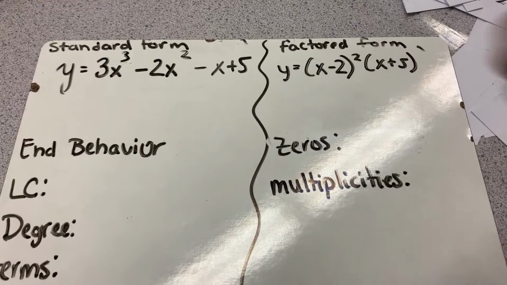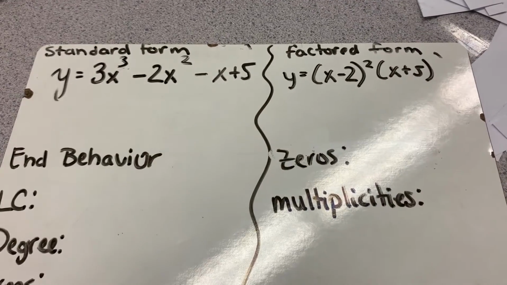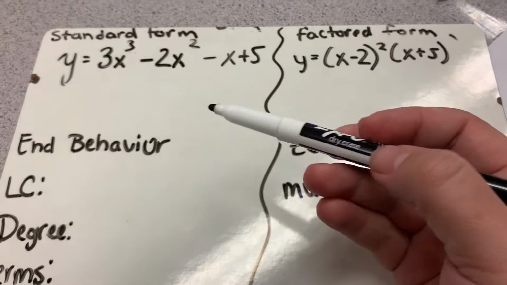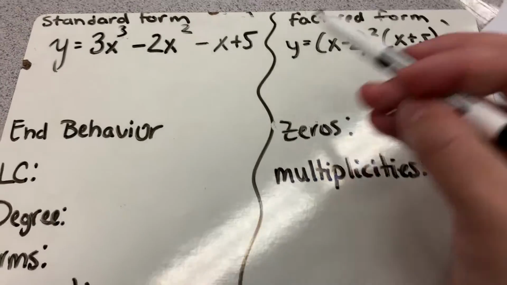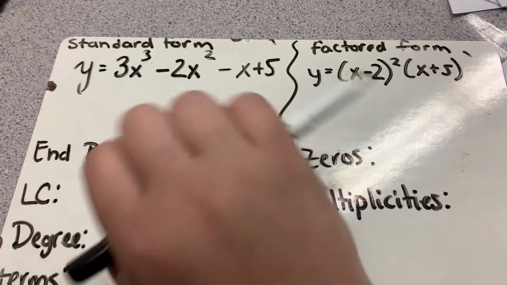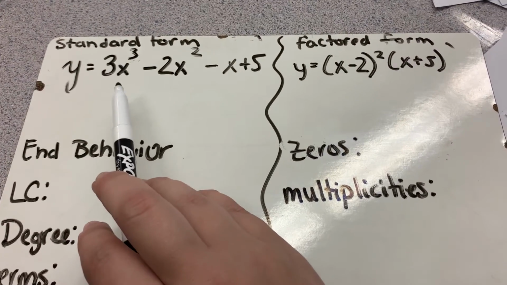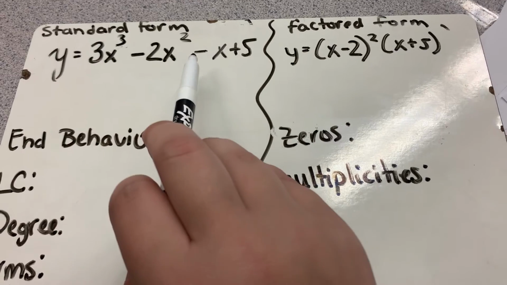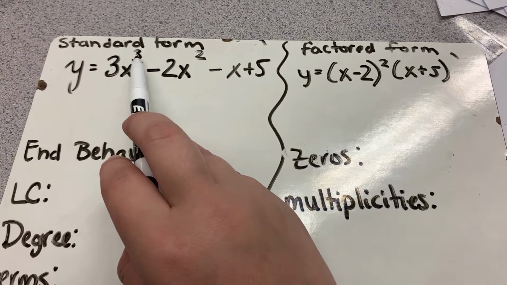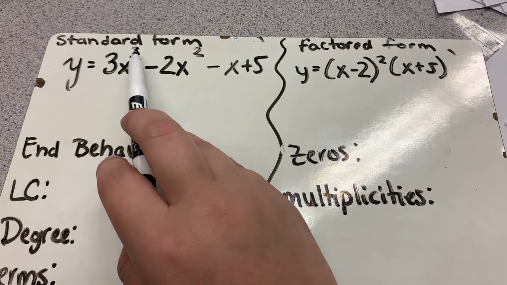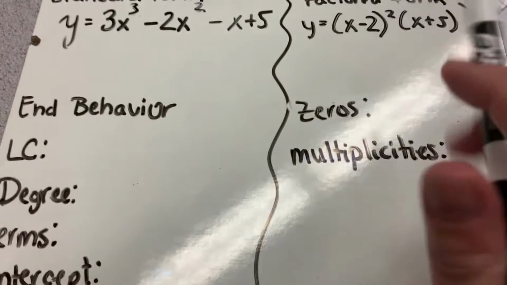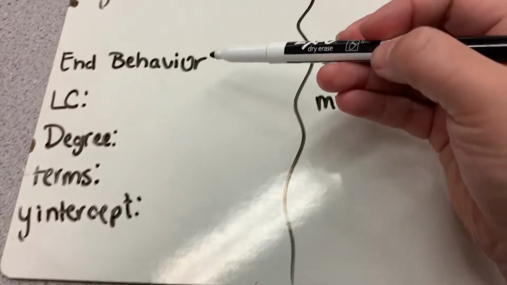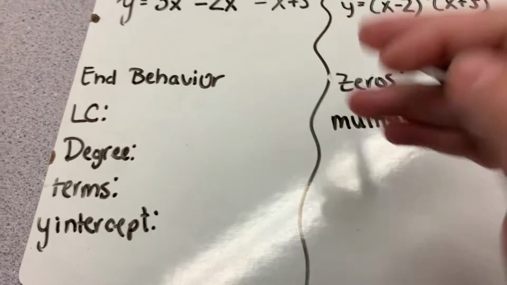How can I use the standard form and the factored form of a function to identify different things about what their graph would look like? So this is the standard form because it is written as, once you multiply it all out, and it's written with the degree in descending order. So like 3, 2, 1, 0. And from the standard form, I can find out a lot of information about the graph.